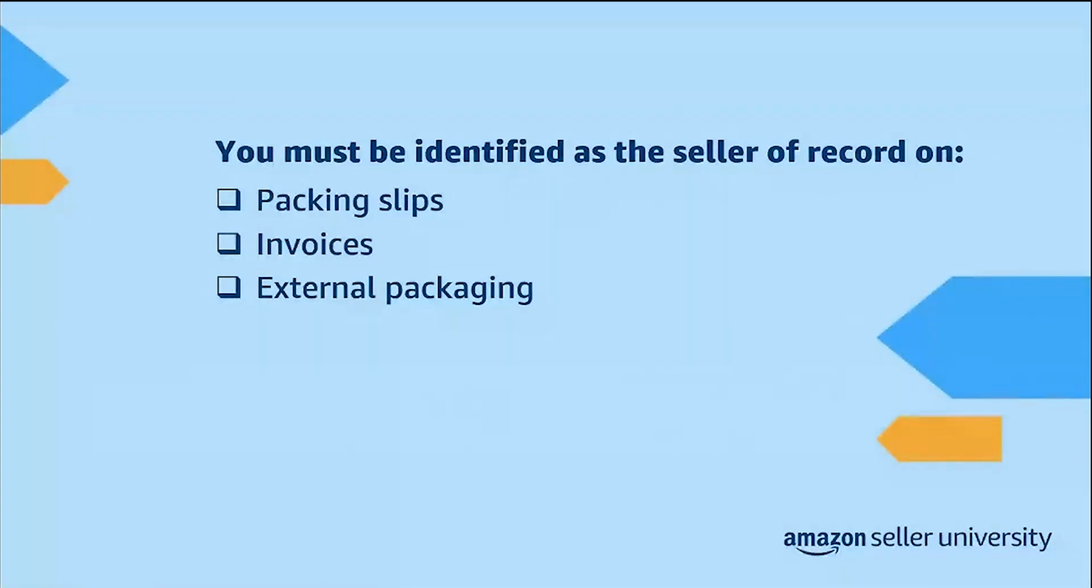To use drop shipping for your Amazon business, you must be the seller of record for your products. You should identify yourself as the seller of your products on all packing slips, invoices, and external packaging. You should have an agreement with your supplier stating that they will identify you and only you as the seller on all packing materials included in connection with the products.